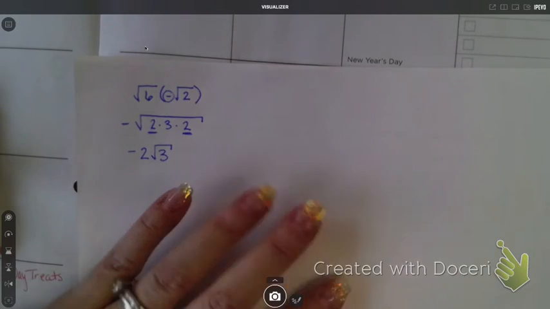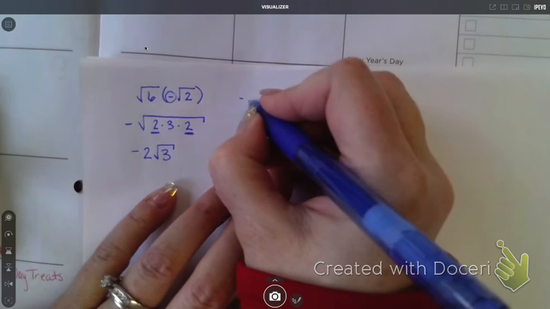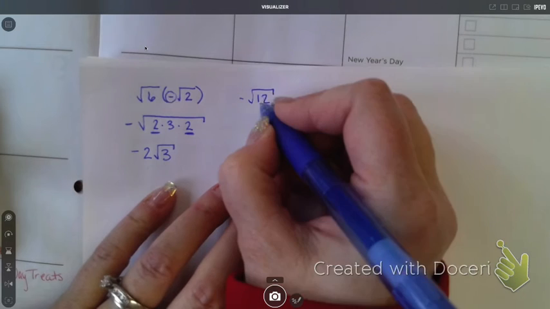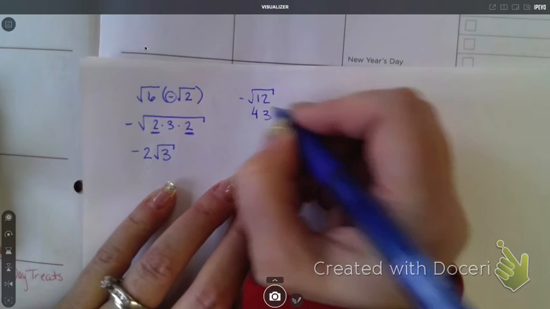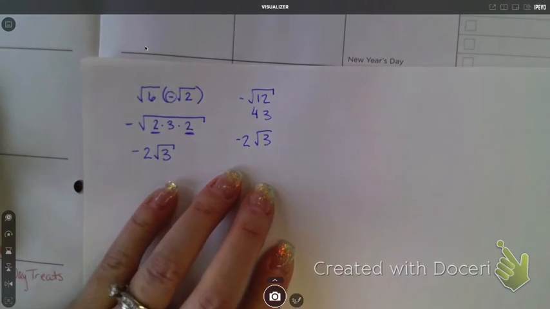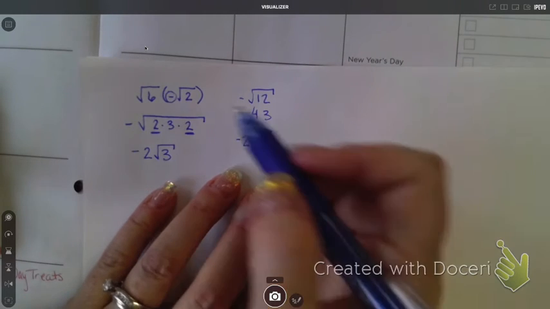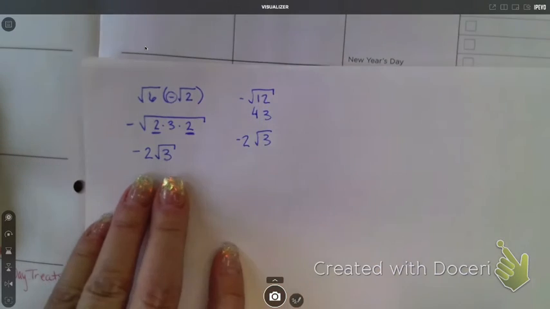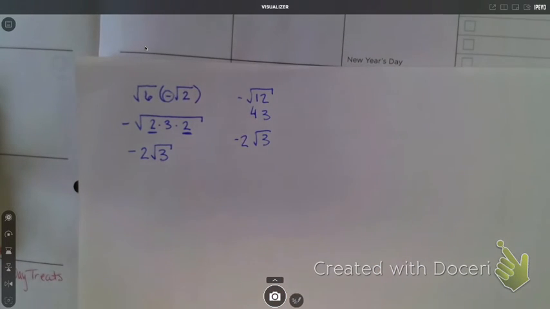Now Emma just said she did negative the square root of 12. Well, 12 would be 4 and 3, yes? The square root of 4 is 2. Nothing is wrong with that. The reason I just write out the factors is, what if I have bigger numbers between, like 6 and 2? What if I have like 36 and 54? I don't want to multiply those together to have to break down.